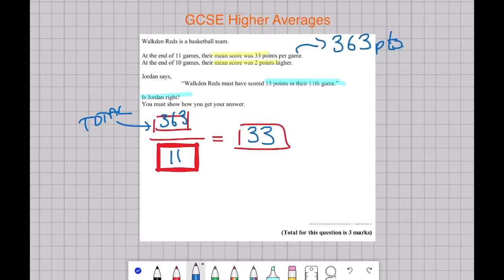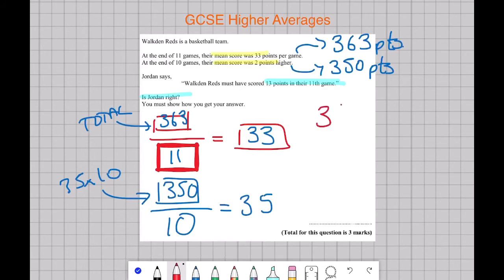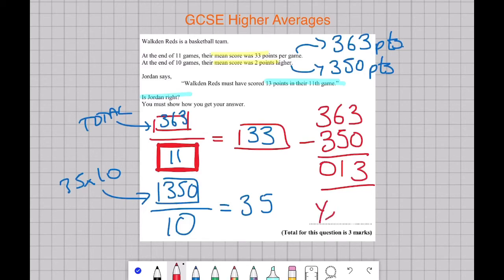At the end of 10 games, the mean score was 2 points higher than that, so 35. So the total points at the end of 10 games was 35 times 10, which is 350. Okay, so at the end of 10 games, they had 350 points. At the end of 11 games, they had 363 points. So to work out how many points they scored, 363 minus 350, 13. So is Jordan right? Yes, he is.